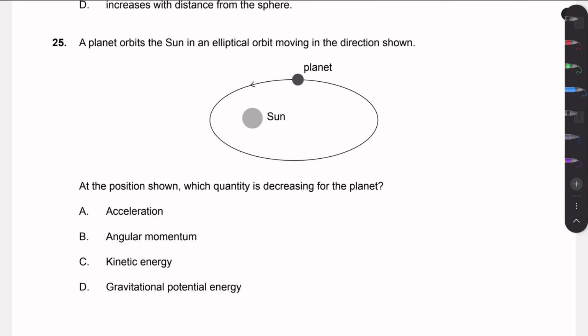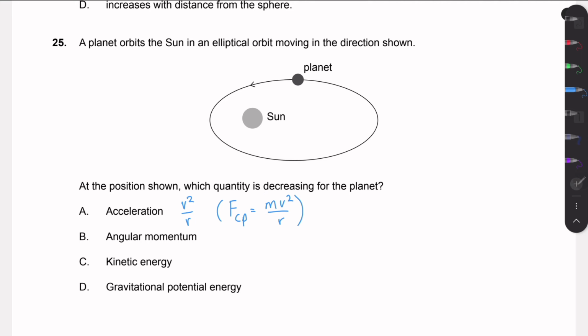Then here we are told a planet is orbiting a sun in an elliptical orbit. At the position shown, which quantity is decreasing for the planet? Well, the acceleration can be calculated by v squared over r. I think this is easier to remember from the fact that the centripetal force is mv squared over r, and then we know F is equal to ma, so m times a, so this is a.